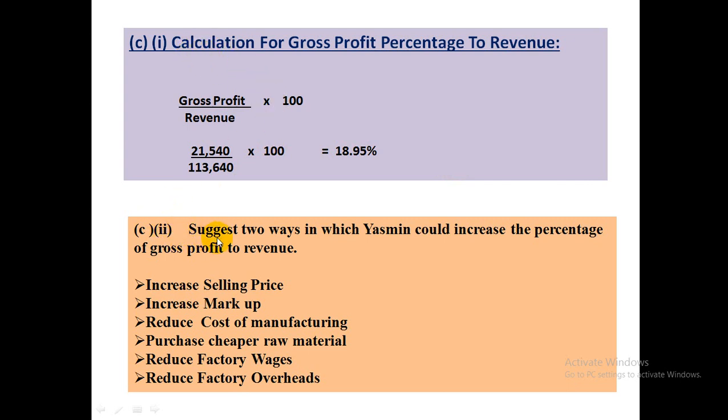Requirement C2. Suggest two ways in which Yasmin could increase the percentage of gross profit to revenue. Many reasons are included. You can write any two of these: increase selling price, increase markup, reduce cost of manufacturing, purchase cheaper raw material, reduce factory wages or reduce factory overhead, or any other way in which she can increase the percentage of gross profit to revenue.